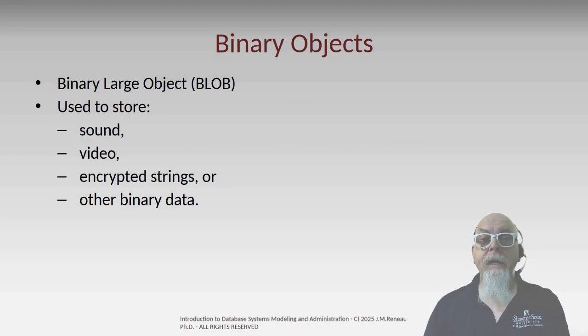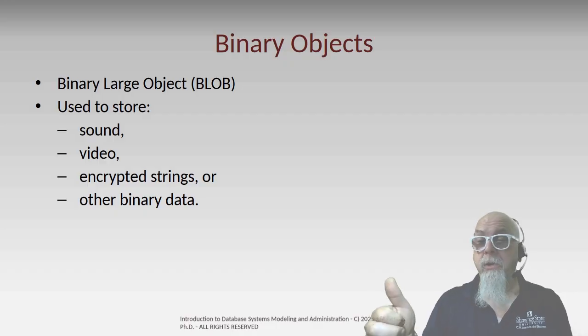Attributes may also be binary objects, and you'll sometimes see them referred to as blobs. BLOB is an acronym for binary large object. They're used to store sound, video, encrypted strings, or other binary data. So if we wanted to include a picture of a person or pictures of an item in our inventory, we could include those as attributes, as blobs.